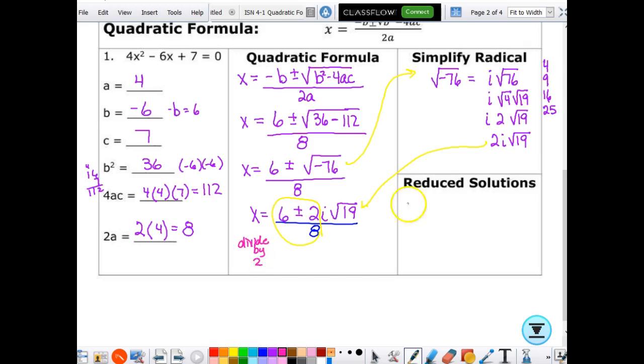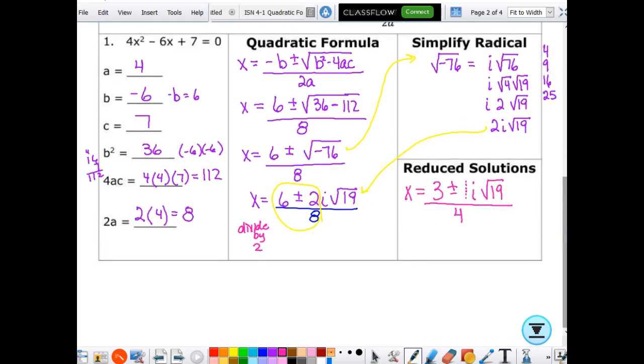6 divided by 2 is 3, plus or minus 2 divided by 2 is a 1. You don't have to write the 1. Don't forget your i, though. And then 8 divided by 2 is 4. So that's how that one reduces. See, it says reduced solutions. If you don't reduce it, just rewrite it over here.